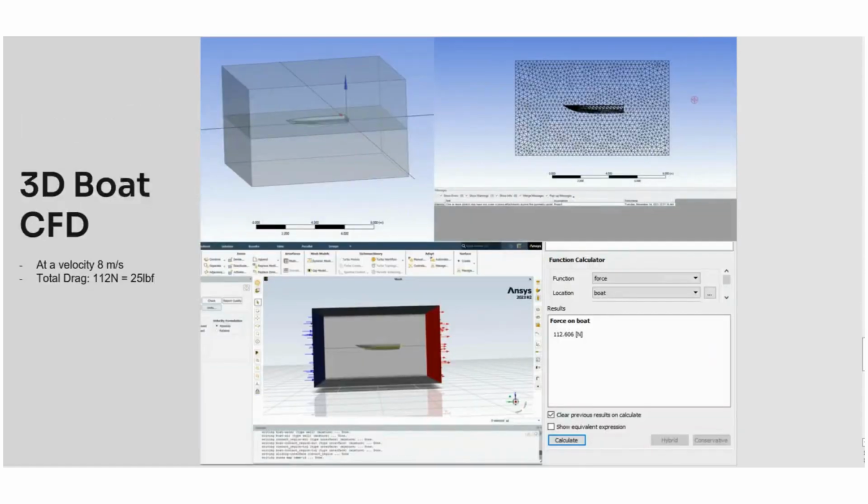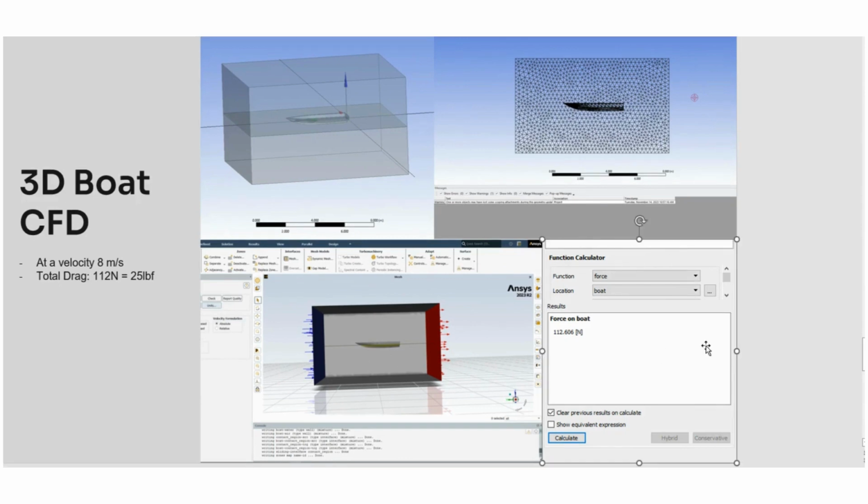Finally, we move on to our 3D boat CFD to get our drag analysis. Once again, we import our boat geometry, create a mesh, import that into a setup where we determine different types of variables and formulations that we'll use. For this one, we use something called a viscous model with the K epsilon setup, which is a two-equation setup. And then after running this simulation, we're able to go to our results and go to the function calculator.